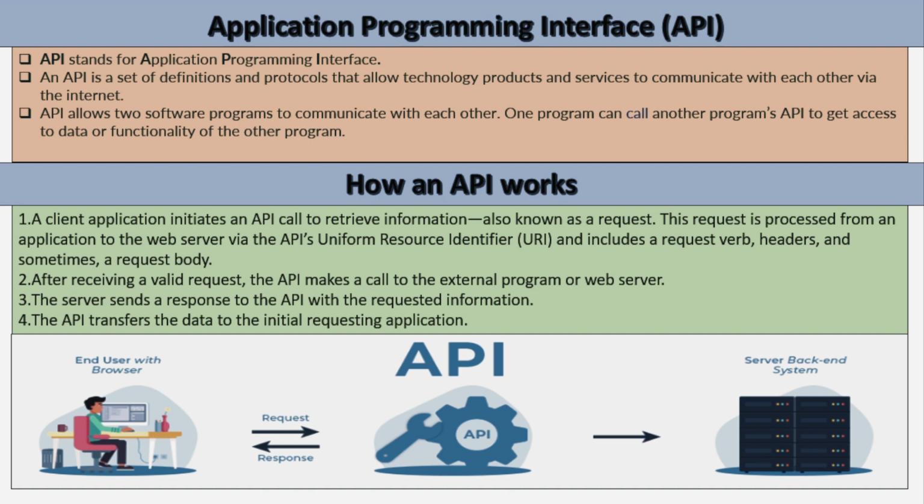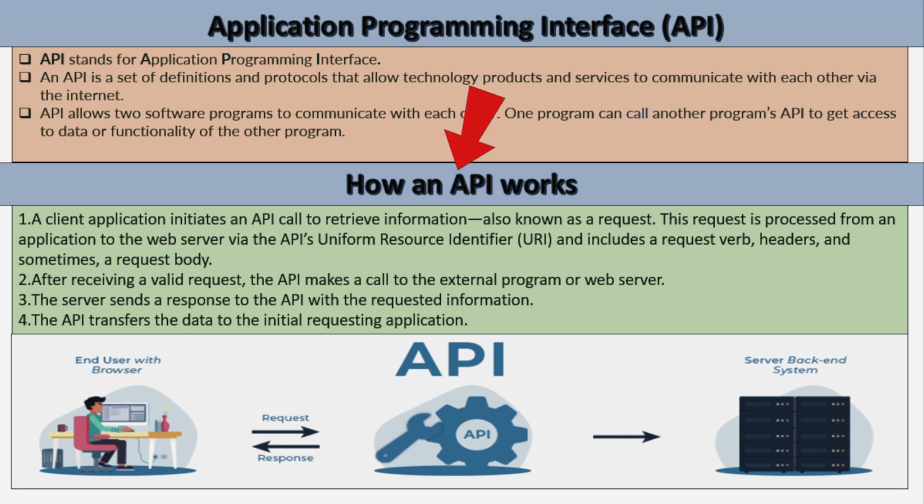Now let's start the module and first understand what is API. So API stands for Application Programming Interface. An API is a set of definitions and protocols that allow technology products and services to communicate with each other via the internet. API allows two software programs to communicate with each other. One program can call another program's API to get access to data or functionality of the other program.